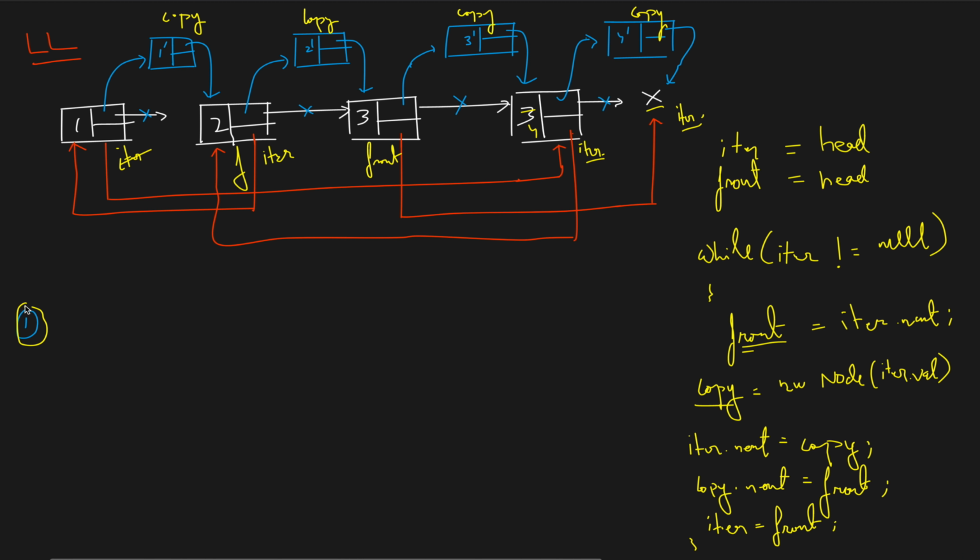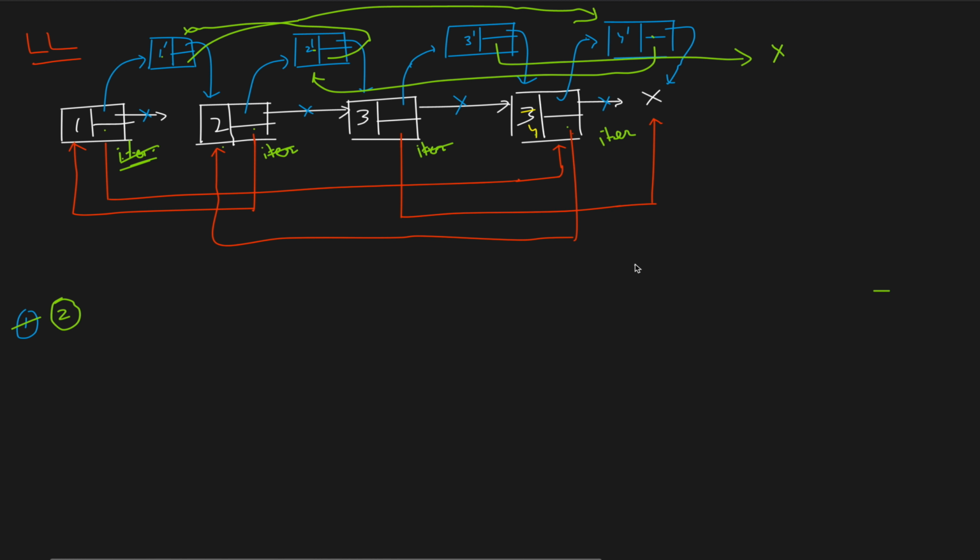Now let's deep dive and check the step 2 code. If you remember the logic for step 2, it was very easy. What we did was we pointed the random pointers of the deep copy nodes. And for that, we initially started with iter pointing to head. And we kept on moving that iter till it did not reach the end, that is null.